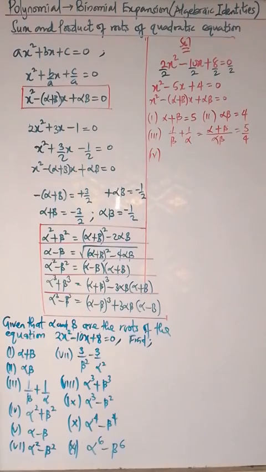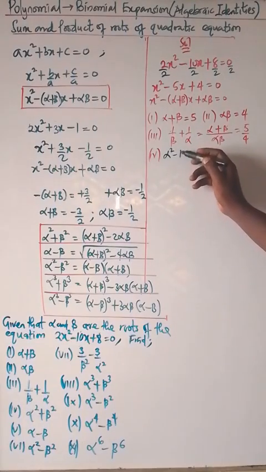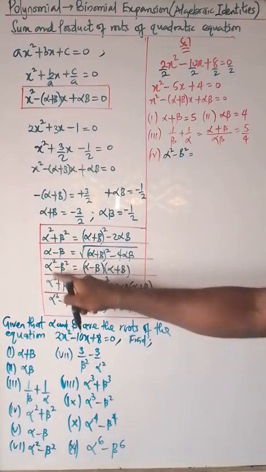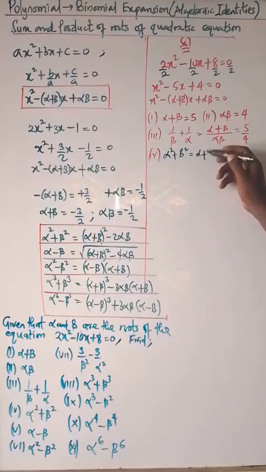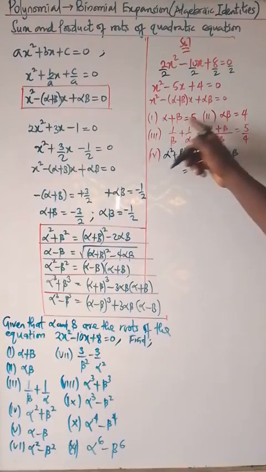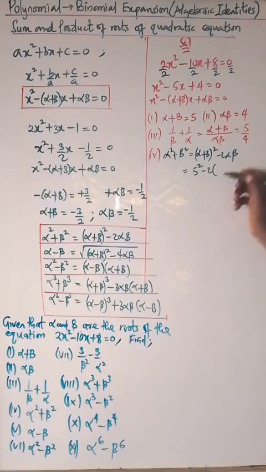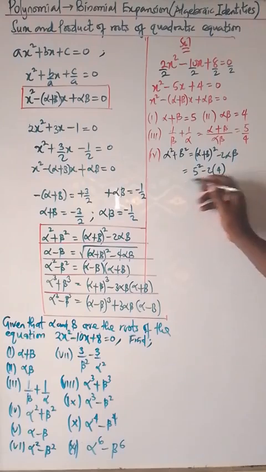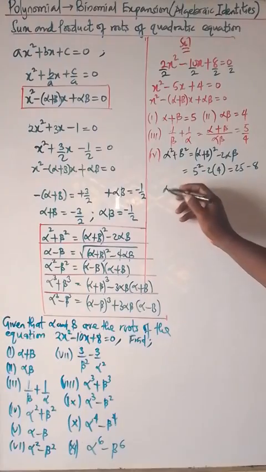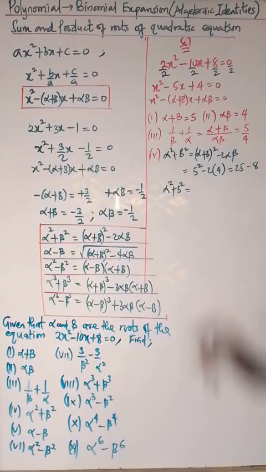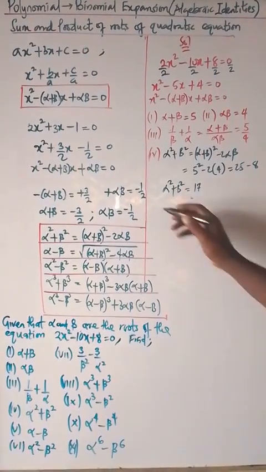The fourth one, we have to get what? Alpha squared plus beta squared. Where is the identity? It is here. Is it minus or plus? Okay, it's plus first. For plus, that will be alpha plus beta all squared minus 2 alpha beta. So what is alpha plus beta? We've gotten it, 5. 5 squared minus 2 alpha beta, which is 4. 5 squared is 25. 2 times 4 is 8. Then by the time we subtract, we are going to get alpha squared plus beta squared to be what? 17.